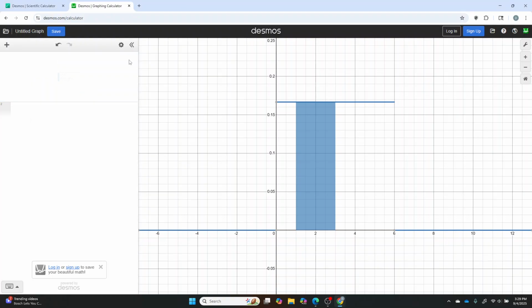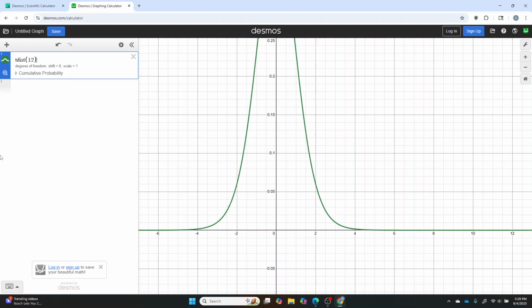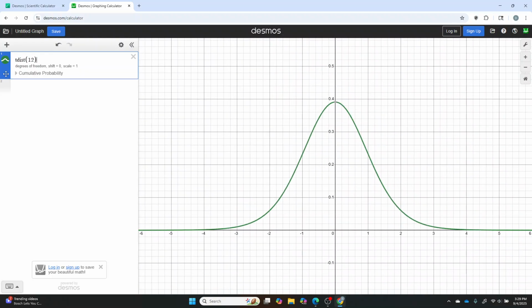So I'm going to get rid of this uniform distribution, and let's type t dist and then enter the degrees of freedom. And I'm going to zoom in on that. Okay, and you can see that it looks kind of bell-shaped. In fact, the t distribution is related to the normal distribution. The more degrees of freedom you have, the closer the t distribution becomes to the normal distribution. So it's sort of like an approximation for the normal distribution.